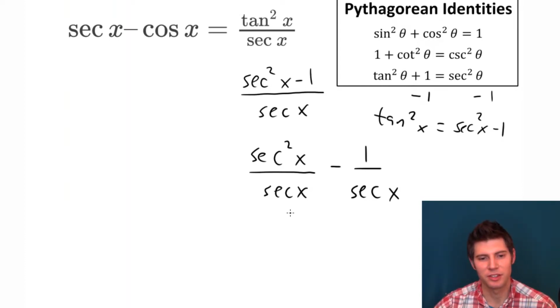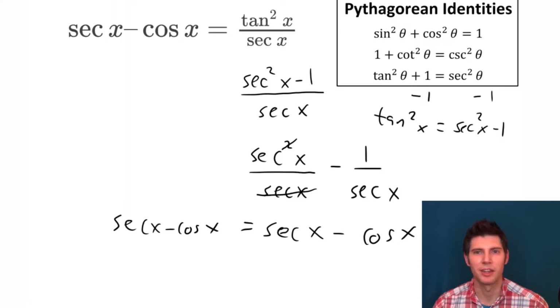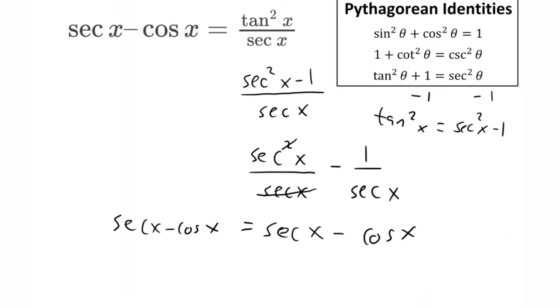Now we just simplify. Secant squared over secant x, well, the squared and the secant can cancel, which gives us a single secant x minus, and the 1 over secant x, if you know your inverse identities, that's cosine x. And that is what we were trying to prove. And that's it. That's the answer to that one.